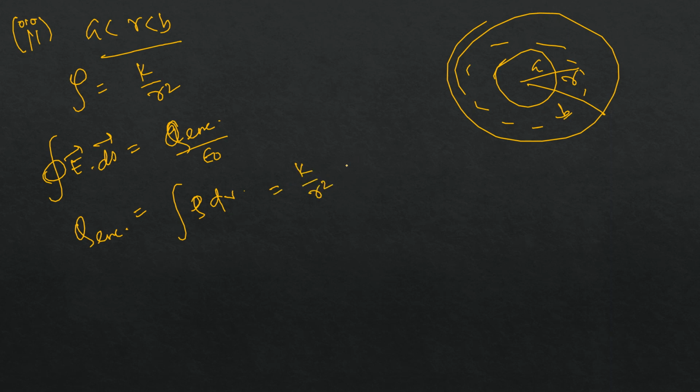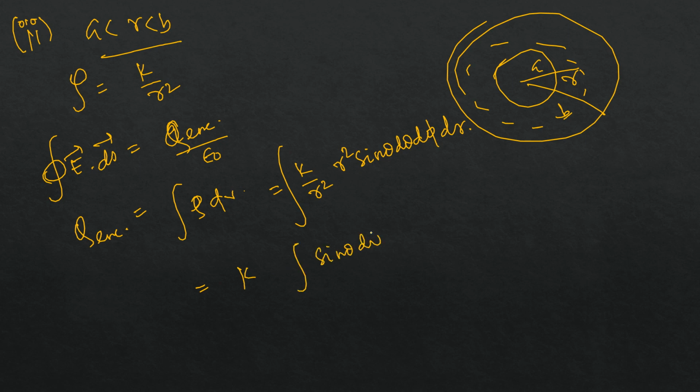This is spherical polar coordinates, so dv is R square sine theta d theta d phi dr. Is that right? Yes, I was missing dr. R square sine theta d theta d phi dr, a triple integration it will be. K will come out. Sine theta d theta from 0 to pi, d phi from 0 to 2 pi, and dr. What will be the limit of dr? Can you tell me?